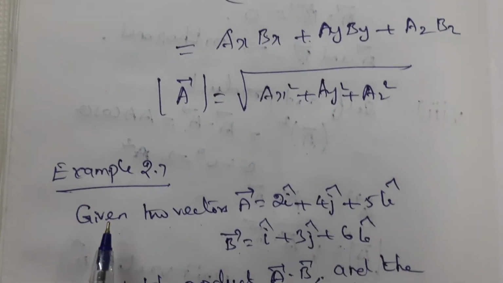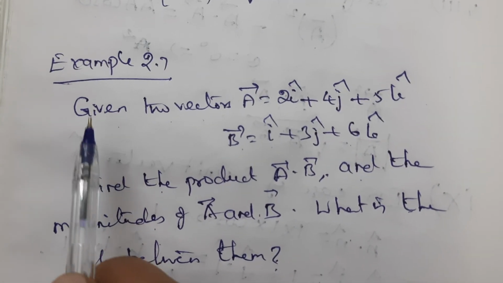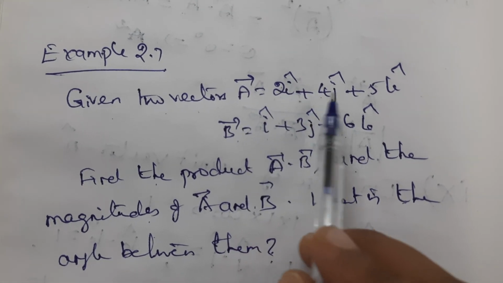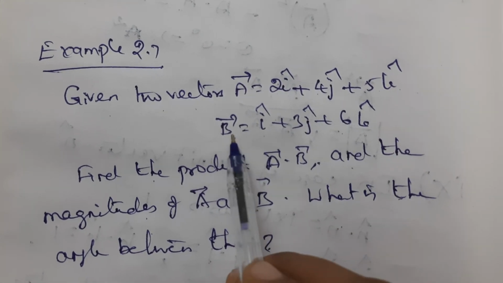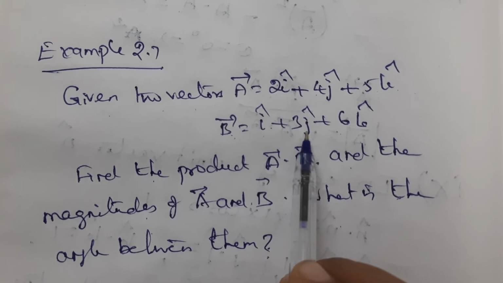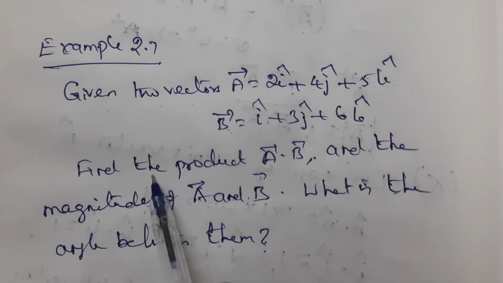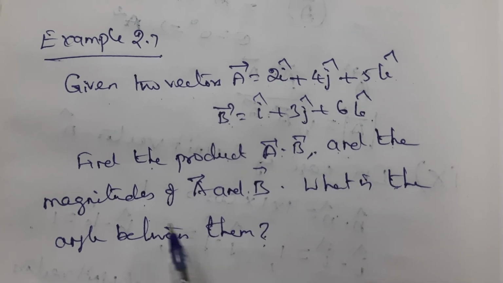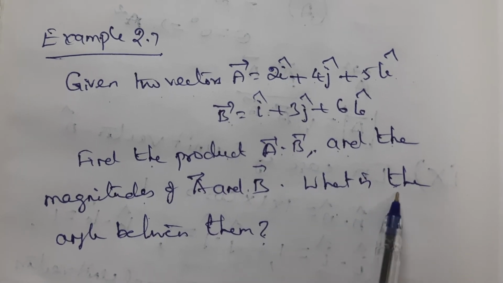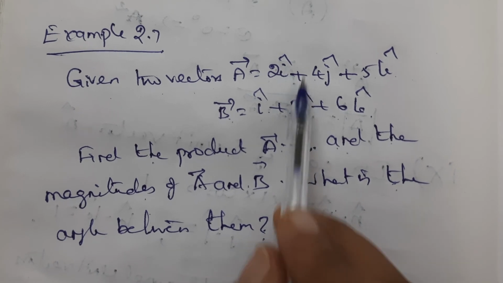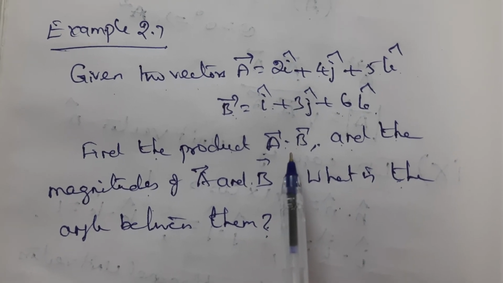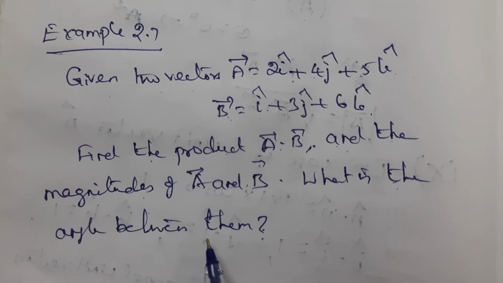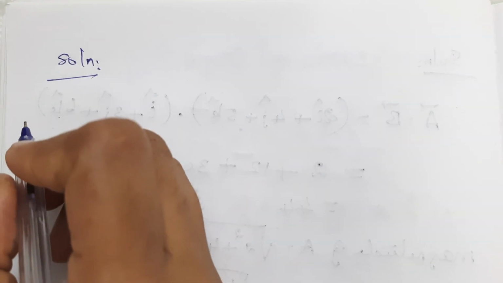Let's move on to example 2.7. Given two vectors: A vector equal to 2 i cap plus 4 j cap plus 5 k cap, B vector equal to i cap plus 3 j cap plus 6 k cap. Find the product A dot B and the magnitudes of A and B. What is the angle between them? Two vectors are given. We should find A dot B, the magnitudes of A and B, then the angle between them. Solution.